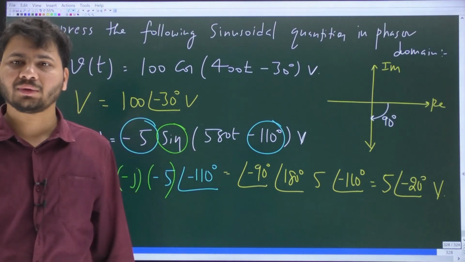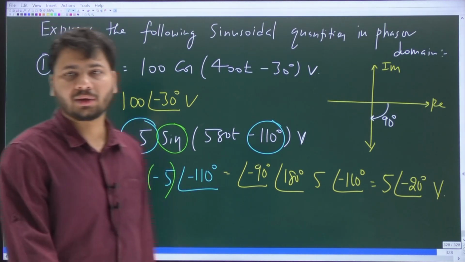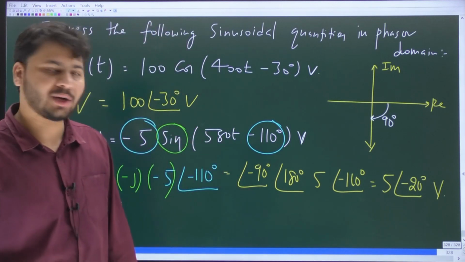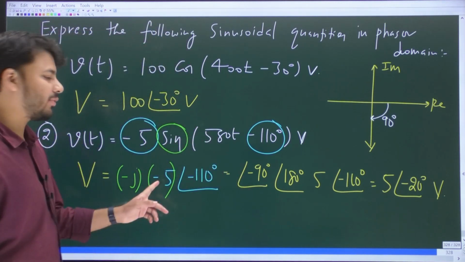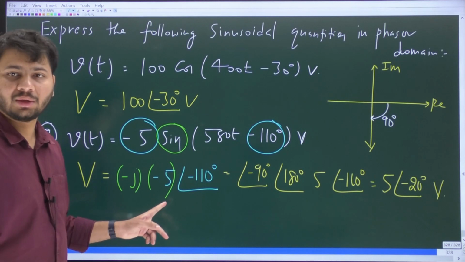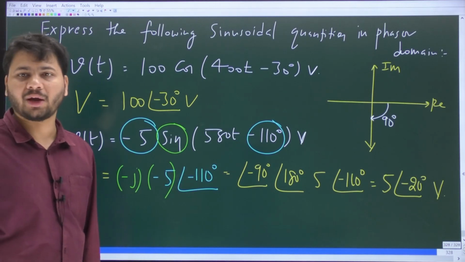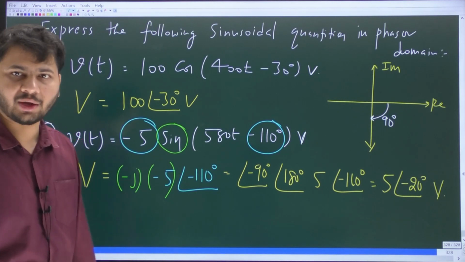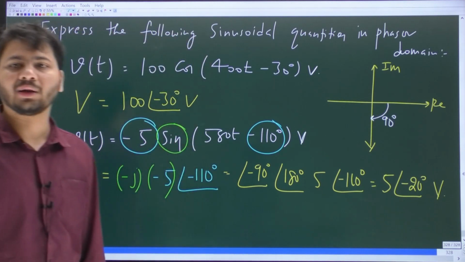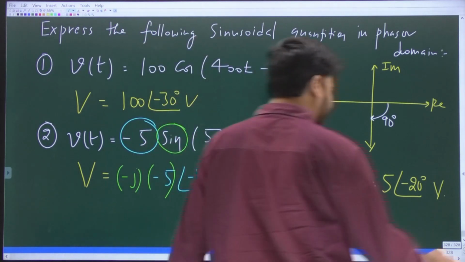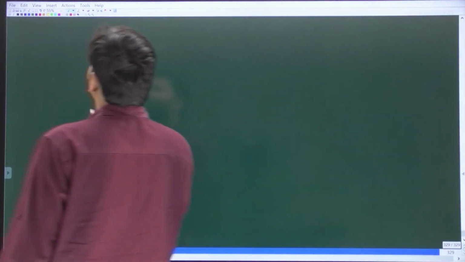Someone is asking how that 180 degrees has come. 180 degrees has come from this minus thing. Is it 5 or minus 5? It is minus 5. Minus 5 can be written as minus 1 into 5. Now that minus 1 is angle 180 degrees. Yes or no?